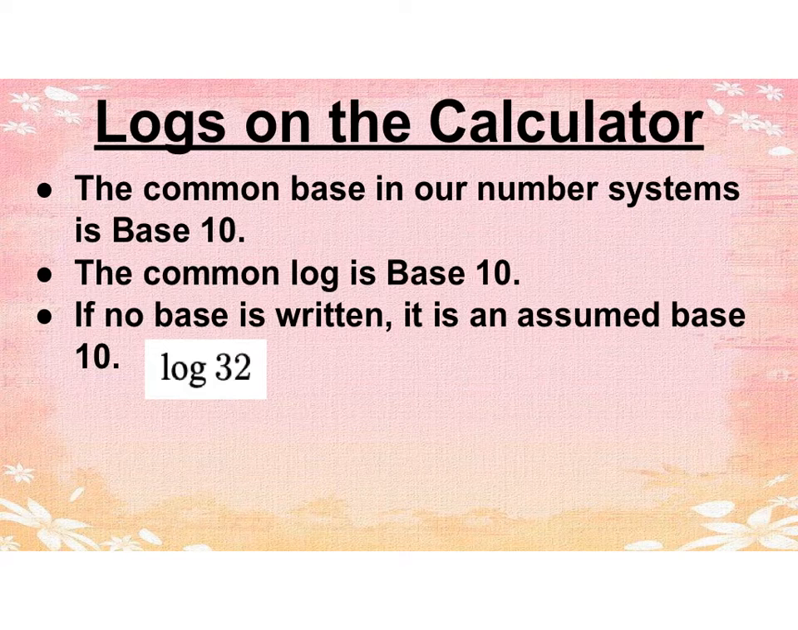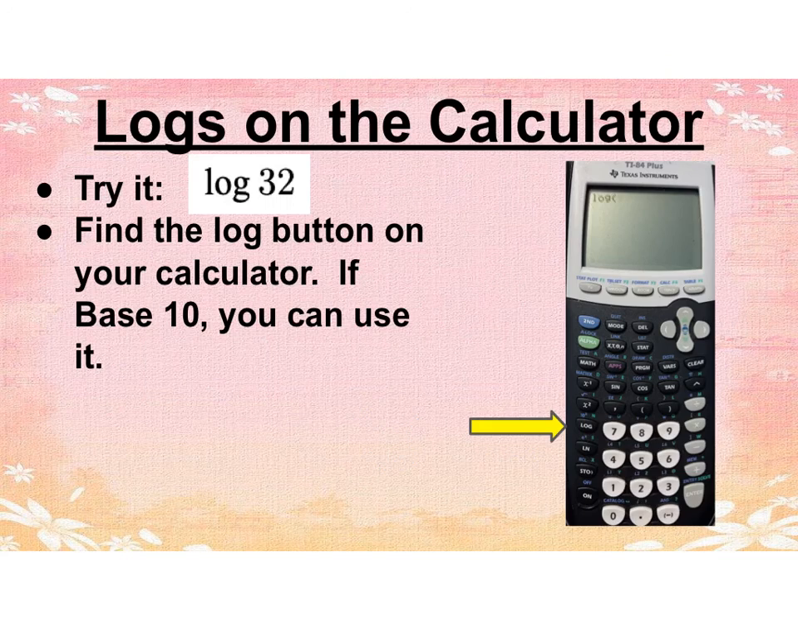Logs on the calculator. The common base in our number system is base 10. The common log is base 10. So if there is no base written, then it's an assumed 10. So you might see something like log 32, log 8, log 20. Those all have an assumed little 10 there. You can write the 10 if you want. But if you see it on worksheets or SATs and there's no log base written, then it's an assumed 10.